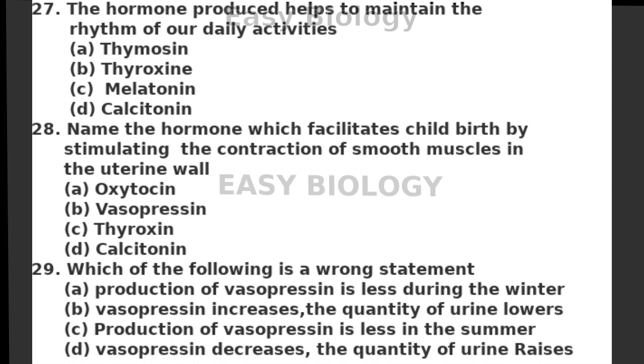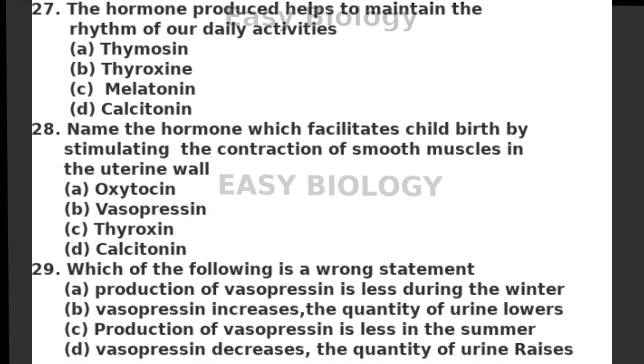Question number 28. Name the hormone which facilitates childbirth by stimulating the contraction of smooth muscles in the uterine wall. A. Oxytocin. B. Vasopressin. C. Thyroxine. D. Calcitonin. The answer is oxytocin.